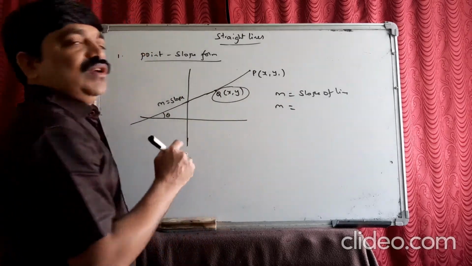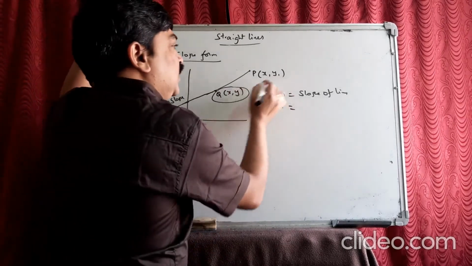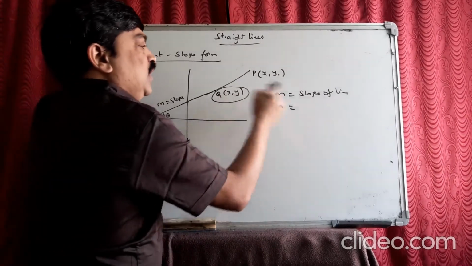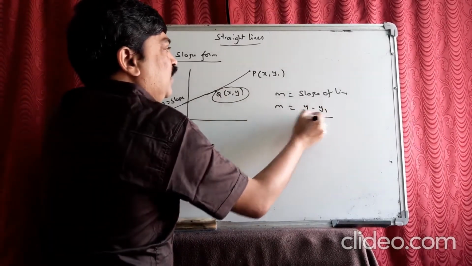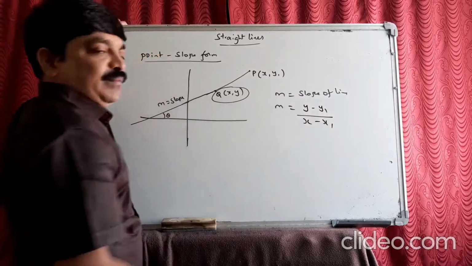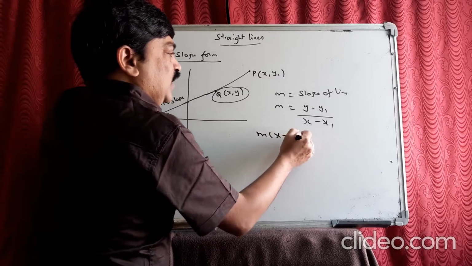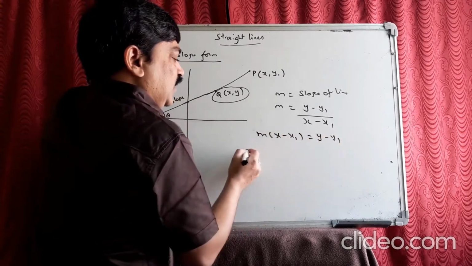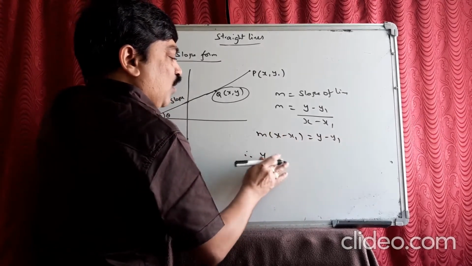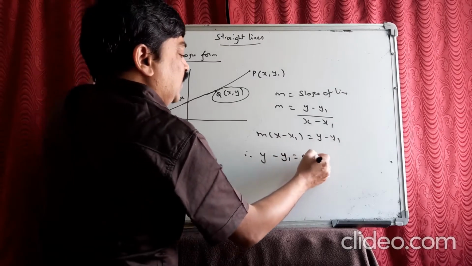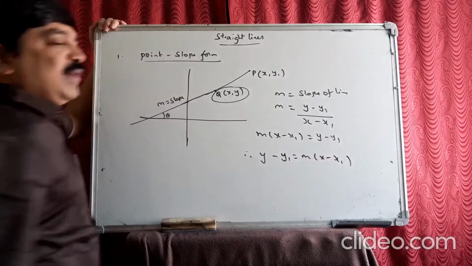Now, according to the concept of slope, what happens? Slope is y2 minus y1 by x2 minus x1, right? So here I take y minus y1 by x minus x1. Now cross multiply this: m into x minus x1 is equal to y minus y1. Therefore, the equation of a line in point slope form is y minus y1 equals m into x minus x1.